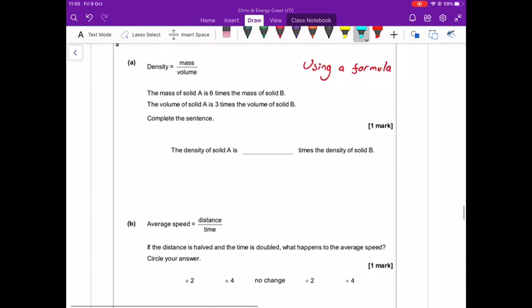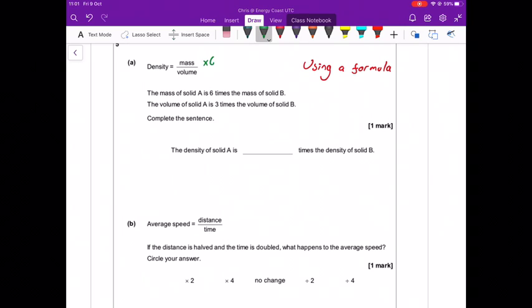What we got up next? This one's a bit strange. They're only 1 mark each. Let's have a look. Remember, these are all on the foundation paper as well, okay? A mass of solid A is 6 times the mass of solid B. The volume is 3 times, okay?